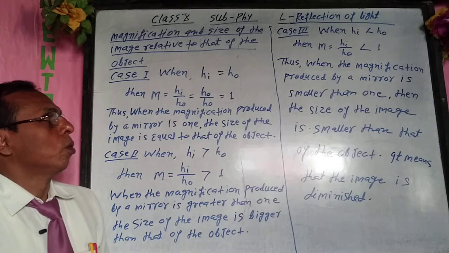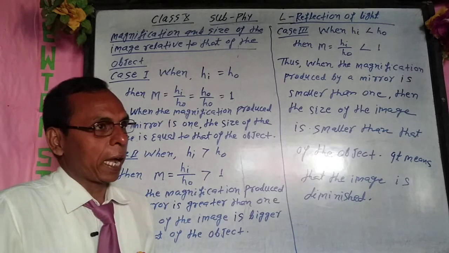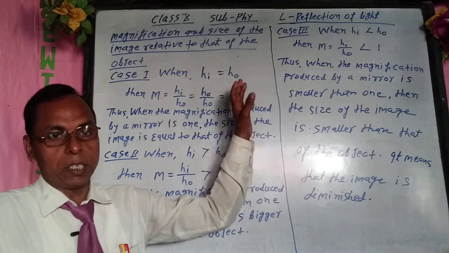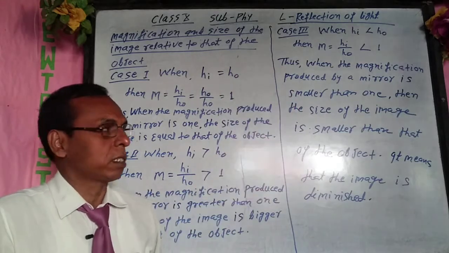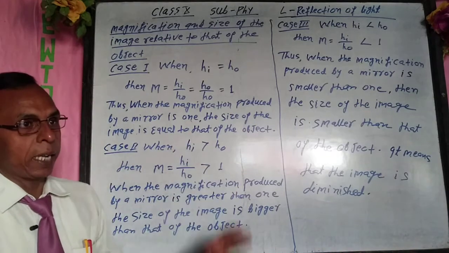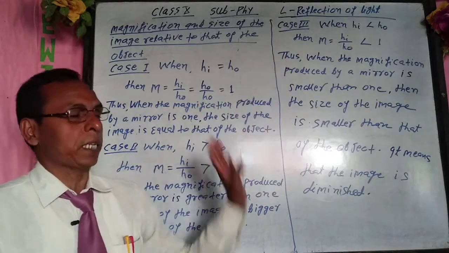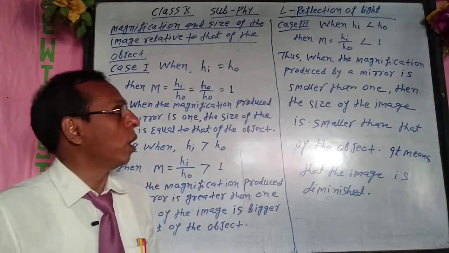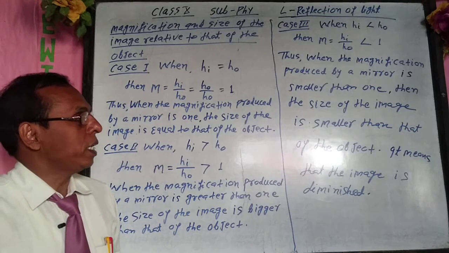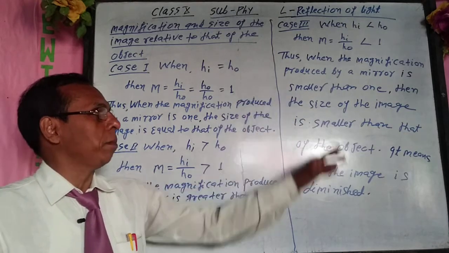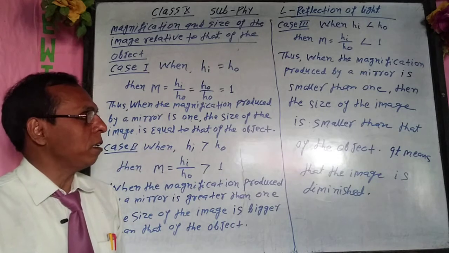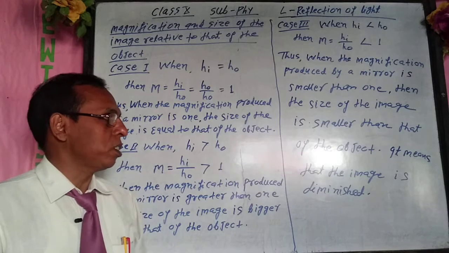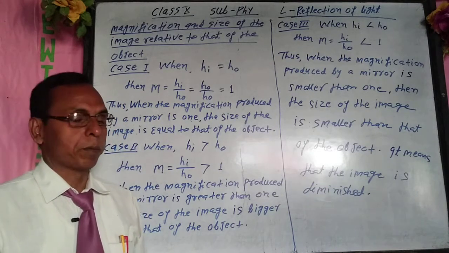Third case, when image height is less than object height, then magnification is less than 1. Thus, when the magnification produced by a mirror is smaller than 1, then the size of the image is smaller than that of the object.